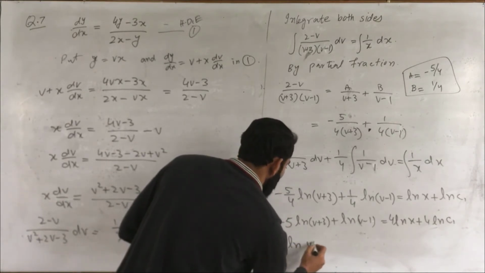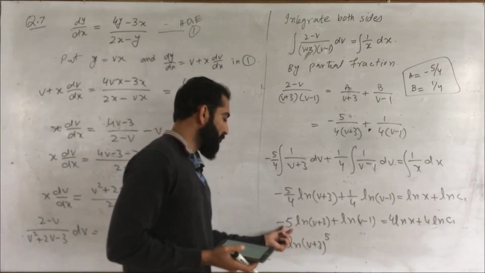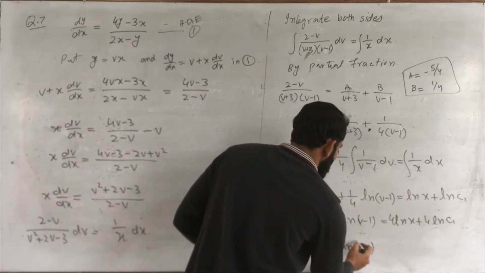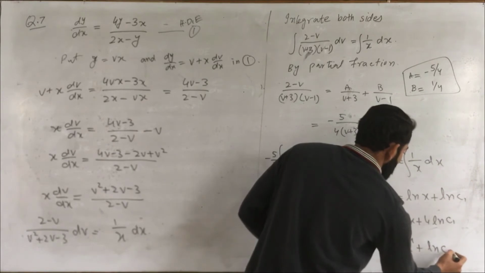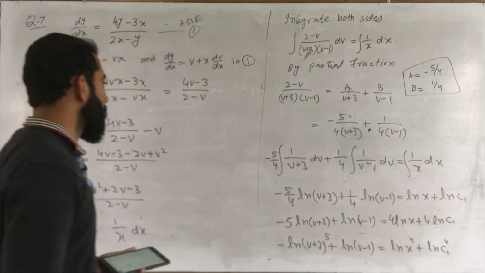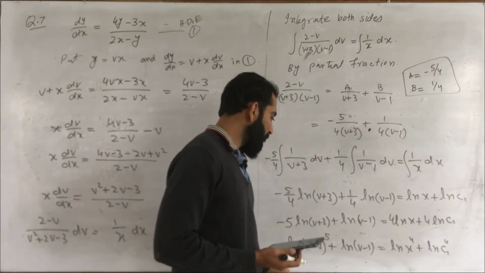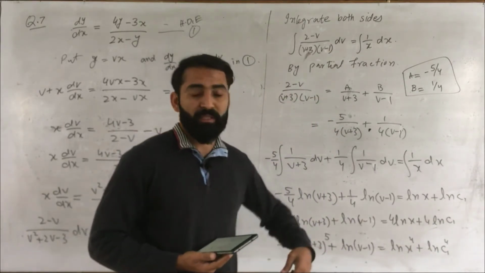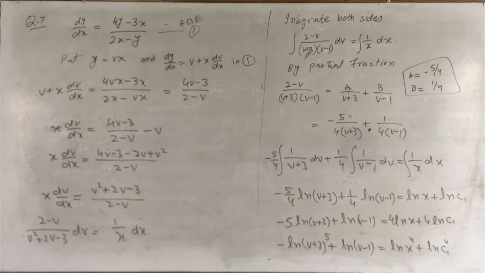By applying the property of natural log, this 5 is transferred to the power: minus natural log of (v plus 3) raised to power 5 plus natural log of (v minus 1) is equal to natural log of x raised to power 4 plus natural log of c1 raised to power 4. We can have the general solution if we apply the properties of the natural log, add and subtract, and then cancel the natural log. You can easily calculate this general solution for question number 7.